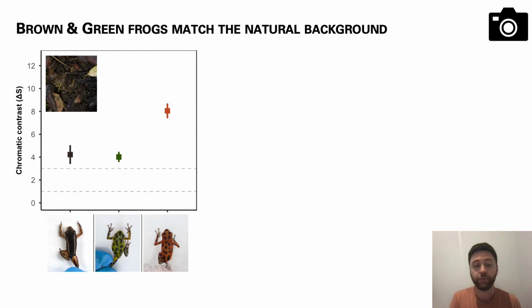So on this plot here, we're comparing the main colours of these three frogs, the dark brown, the bright green, and the bright red, against the colour of that natural dark brown leaf litter. On the y-axis, we have a measure of chromatic contrast, which is equivalent to JNDs. If you're not familiar with those, all you really need to know is that the higher a point is up on the y-axis, the greater the distinction between the colour of the frog and the colour of the background.